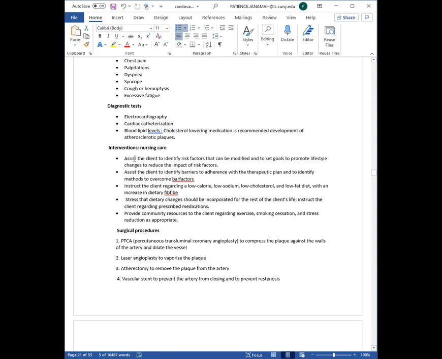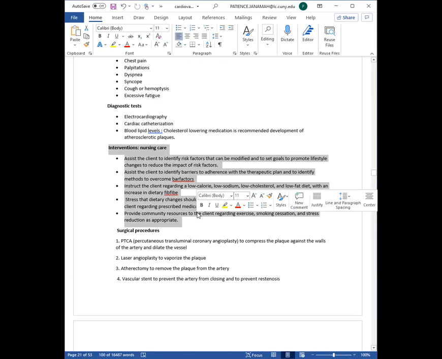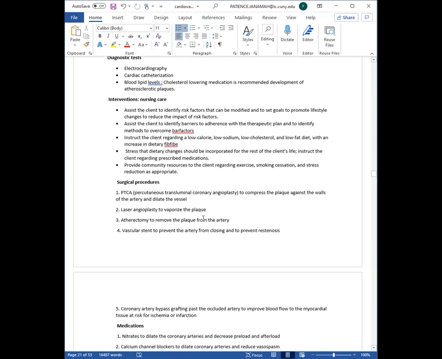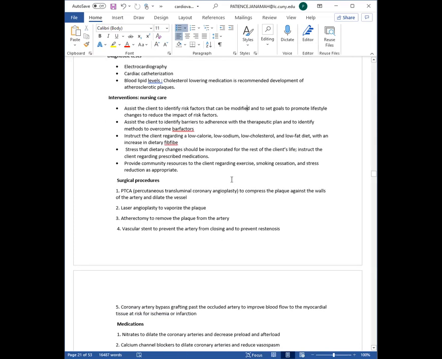So interventions is what you, the nurse, would do. And this is what NCLEX also focuses on. Apart from you identifying what is going on with the patient, they want to know what you will do. So you assist the client to identify the risk factors that can be modified and to set goals to promote lifestyle changes. Most of these patients with coronary artery disease will have cholesterol problems. So patients who have cholesterol problems are number one at risk for coronary artery disease.